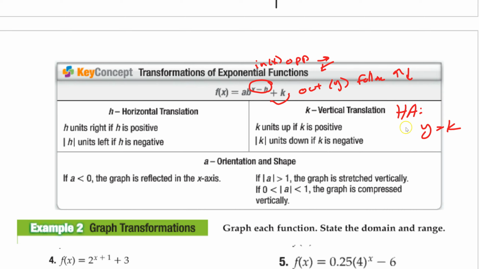So again, the k moves it up and down. That's also the horizontal asymptote. How about the number in front? The number in front is going to be special this time. It still has to do with how much of a stretch it has. But also in this case, a is always going to say it's your initial y-intercept.